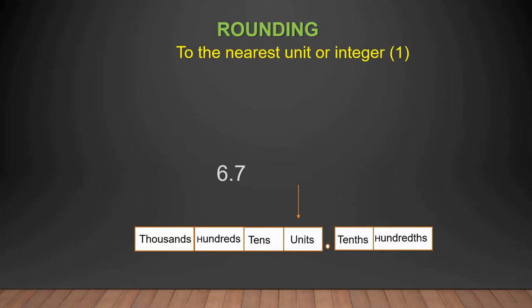So that's the units place, and our number is 6.7. 6 is in the units place, and we're going to round it off either to 6 or to 7. In the middle is 6.5 and 6.7 is over there, so it's nearer to 7.